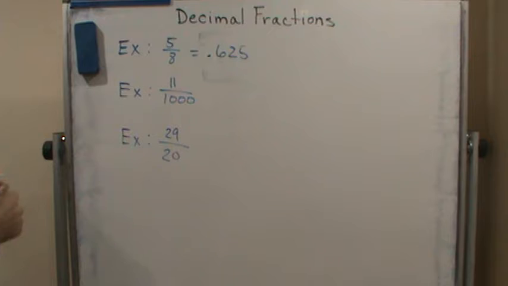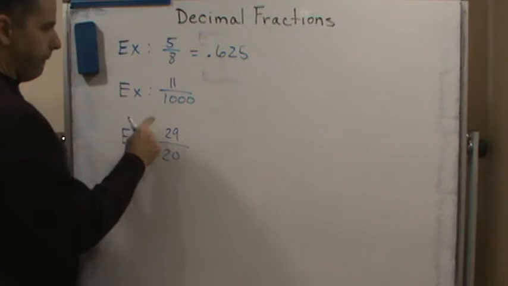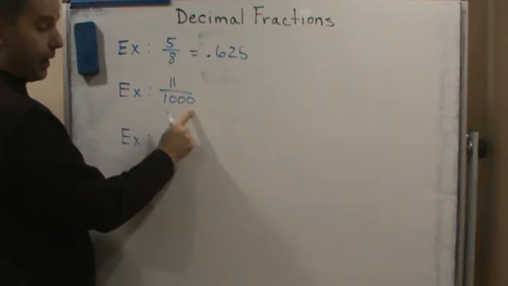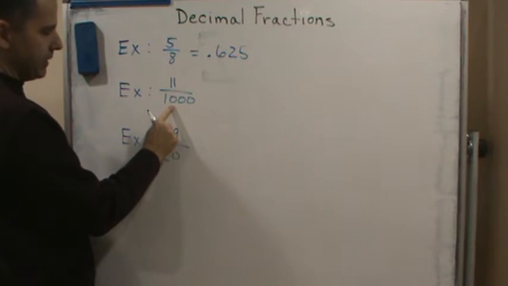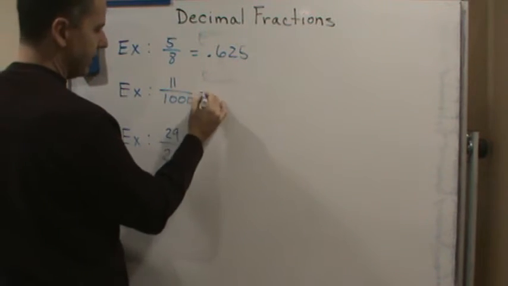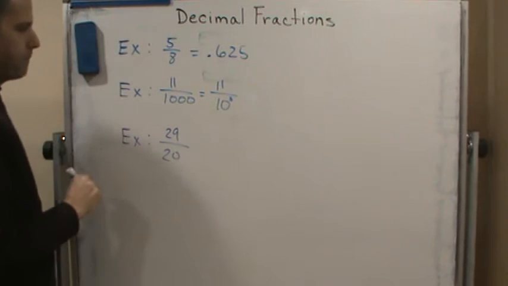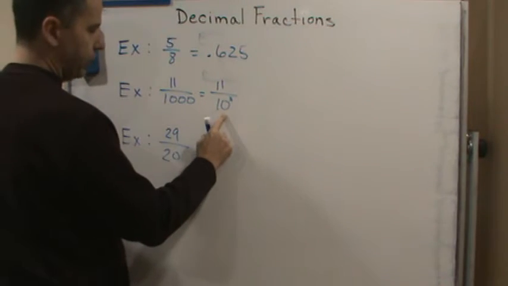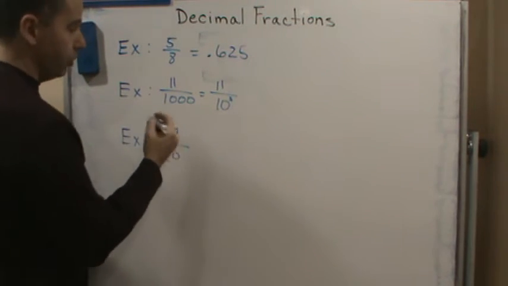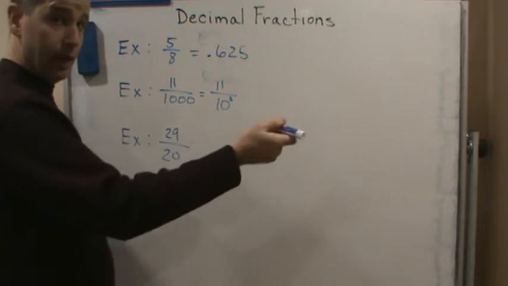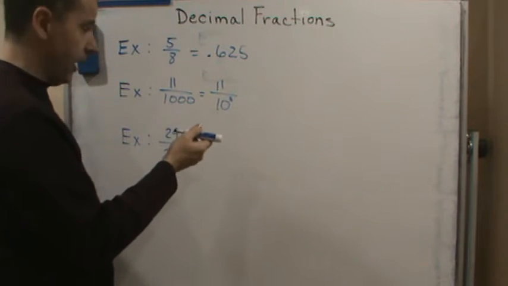Okay, now what about this one? Well, this one you don't even have to do division. You don't have to do the division algorithm because it's a power of 10, right? You're dividing by a power of 10. So remember, this is like 11 divided by 10 cubed, right? So that means, what are you doing? Remember, every time you divide by 10, you're moving the decimal point to the left one place value.